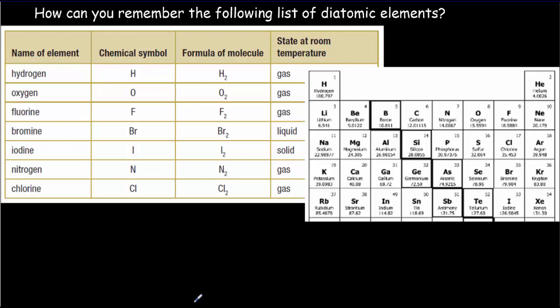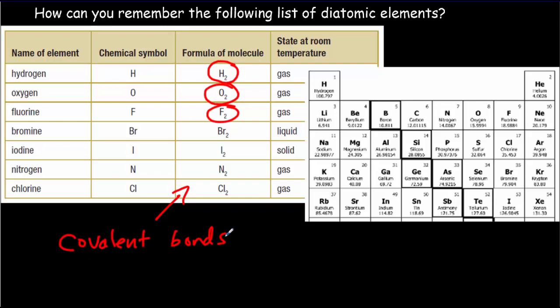Now there are a number of elements that when you find them in nature, you don't find lone atoms. You always find the atoms joined together with a covalent bond. That is, you get a molecule of 2 hydrogens joined together, or 2 oxygens joined together, or 2 fluorines joined together. And these are going to be covalent bonds. And since the 2 atoms are identical to each other, the electrons are shared perfectly evenly.